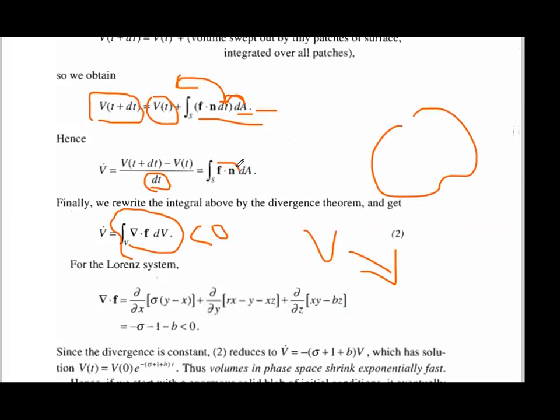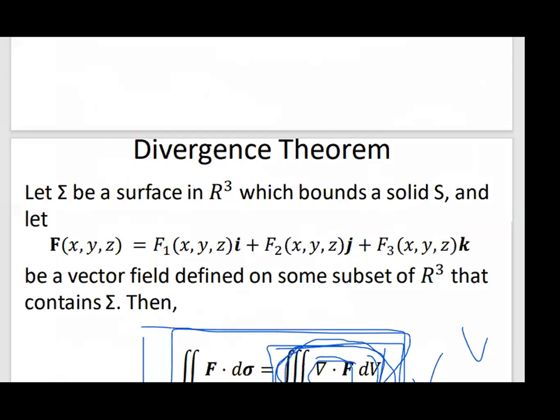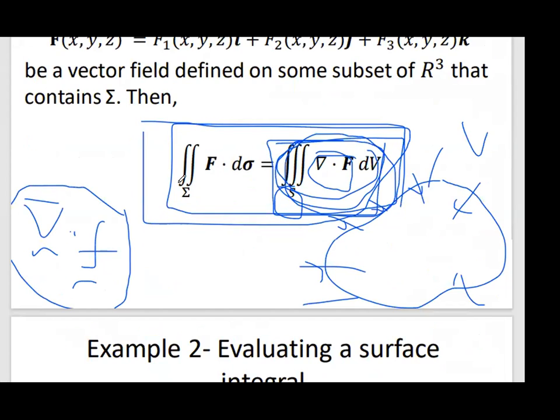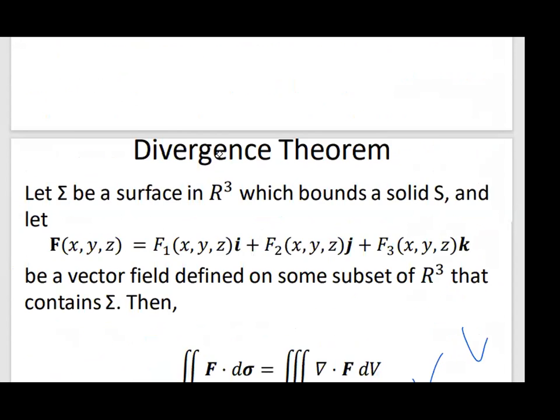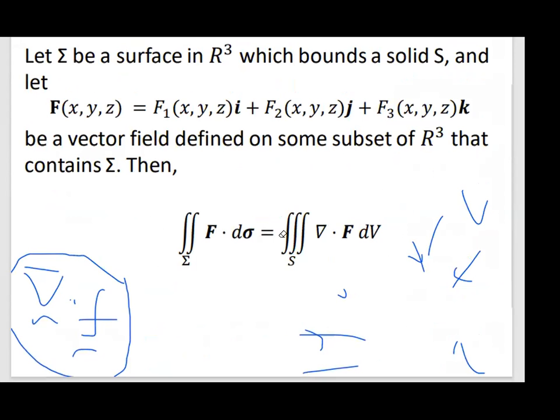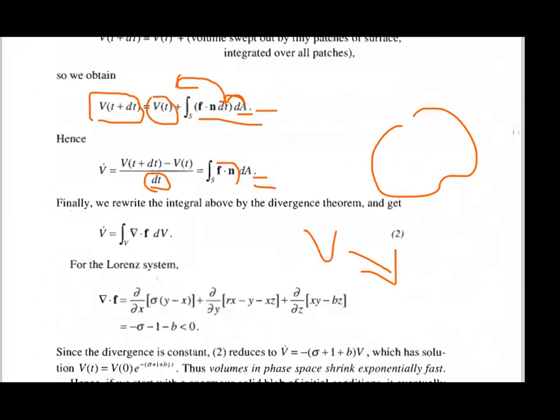So we know the divergence. Now, using the divergence theorem, remember, the surface integral is equal to the volume integral. This double integral is equal to this volume integral of the divergence, using the divergence theorem.